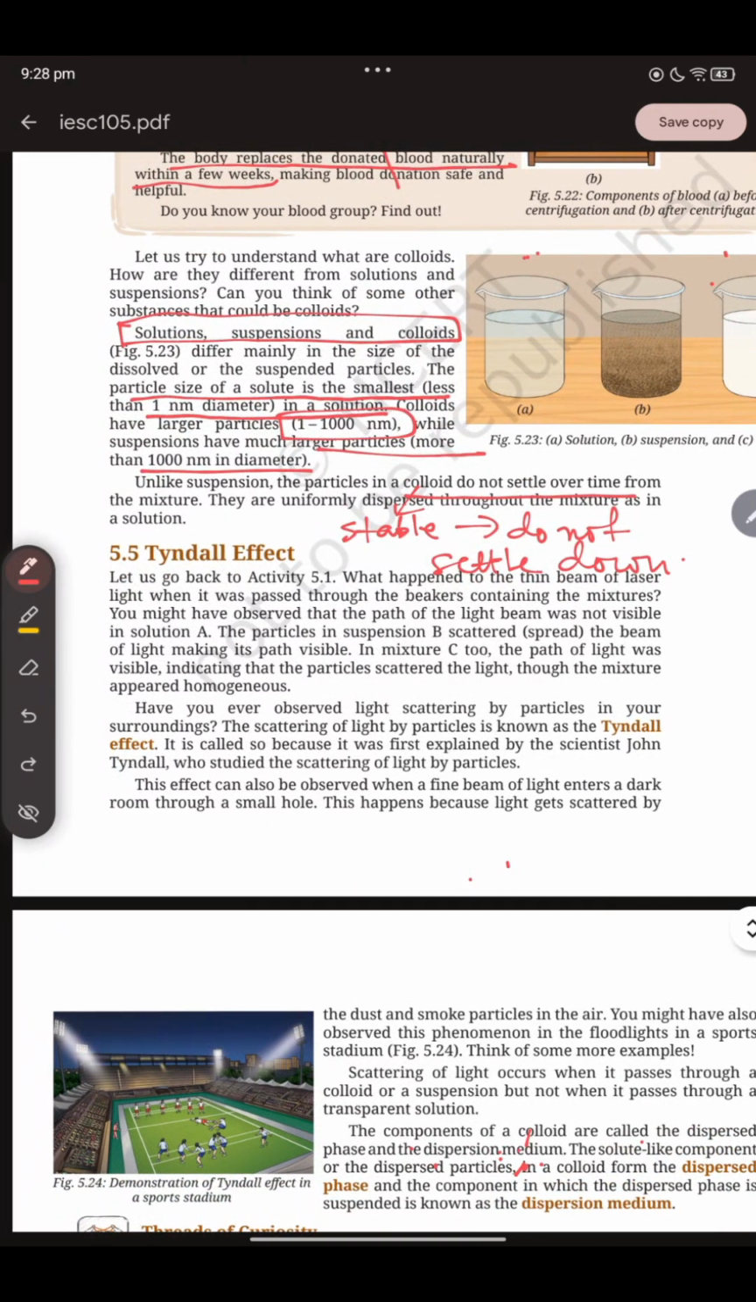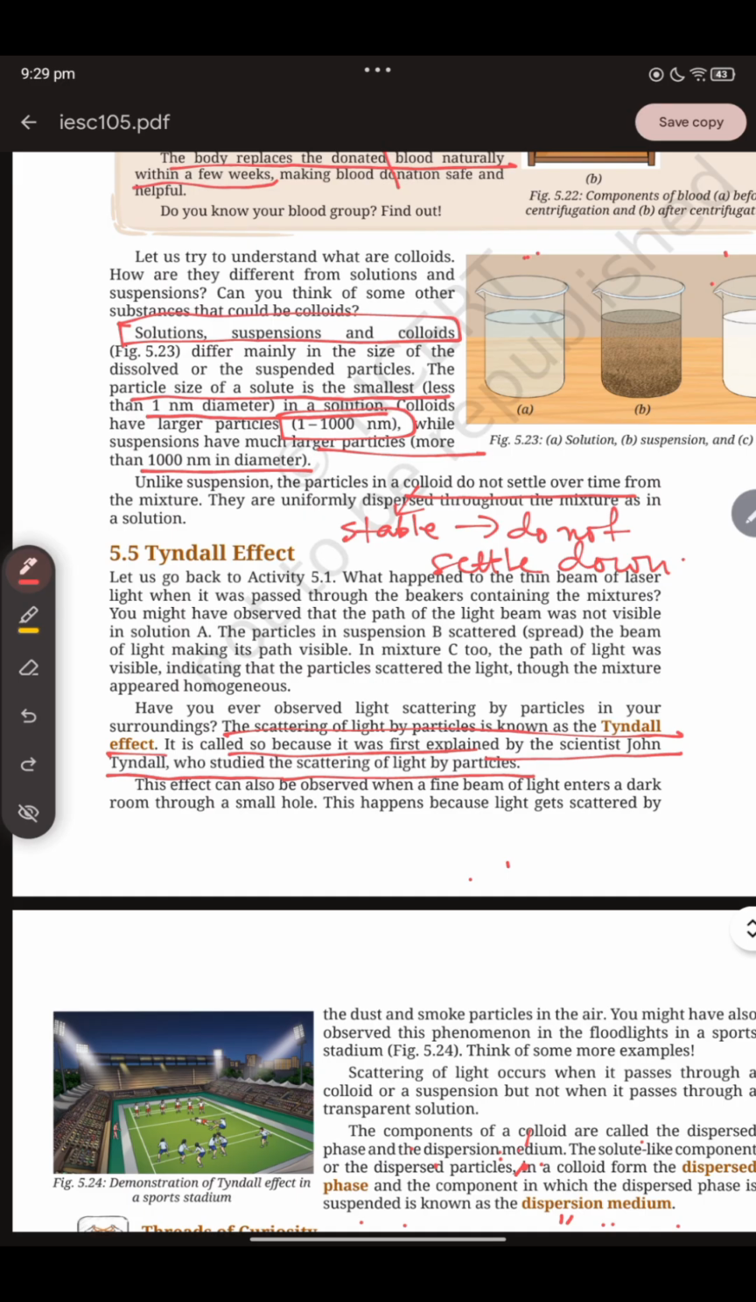Now I was asking, do they show Tyndall effect? What does it mean? The scattering of light by particles is known as Tyndall effect. It was first explained by the scientist John Tyndall, who studied the scattering of light by particles, and so this phenomenon is known as Tyndall effect.